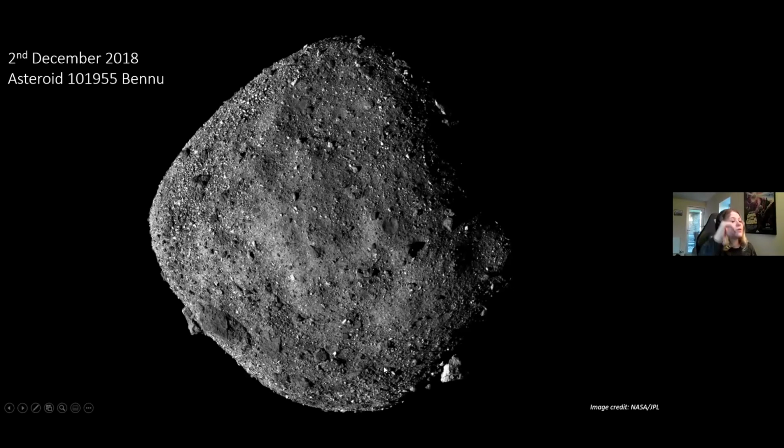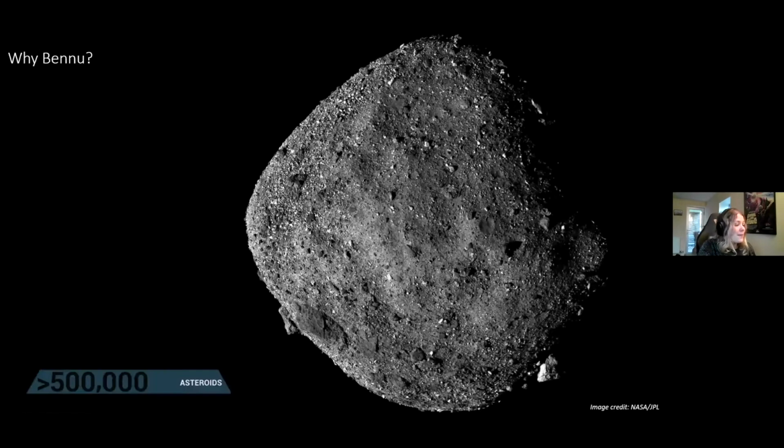So really briefly, I just want to discuss why they chose this asteroid. They have this really nice succinct way of saying it. There are about 500,000 asteroids in the asteroid belt, but most of them are too far away. So we want to go to ones that are nearby Earth. That limits the number that you can go to.